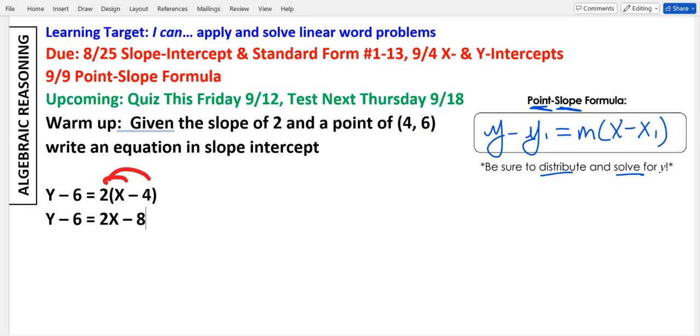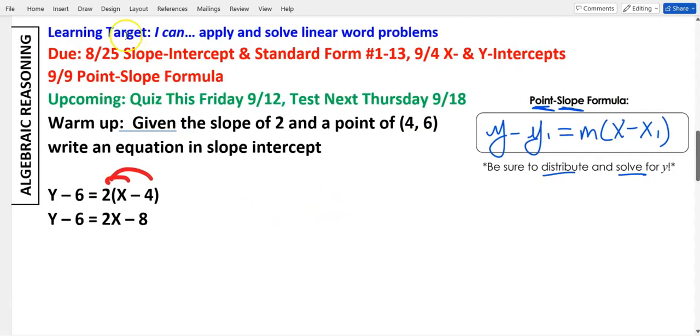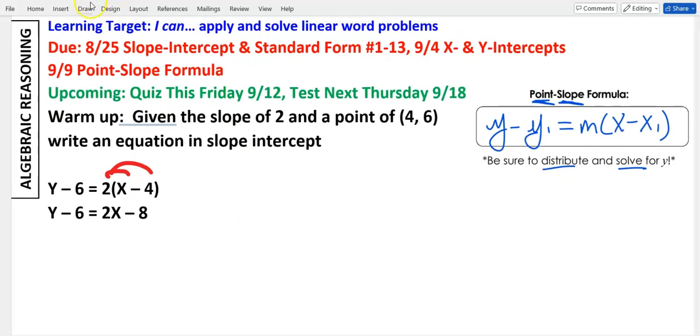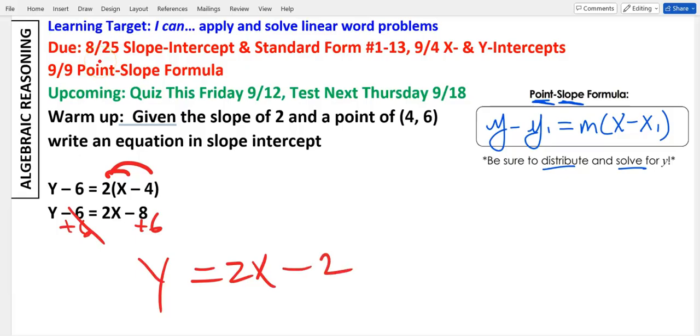Okay. And then what's your last step? To solve, to get rid of that minus 6. What's the opposite of minus 6? Plus 6. So let's add 6 on both sides. Plus 6, plus 6. Y equals 2x, and negative 8 plus 6 is negative 2. Okay.